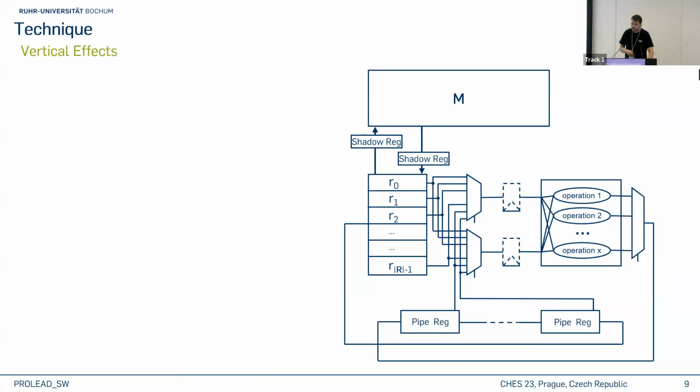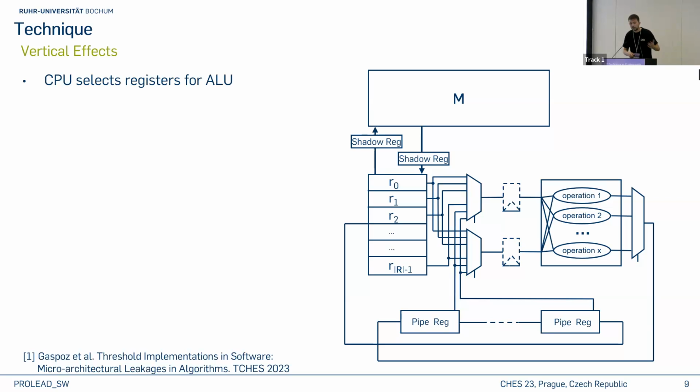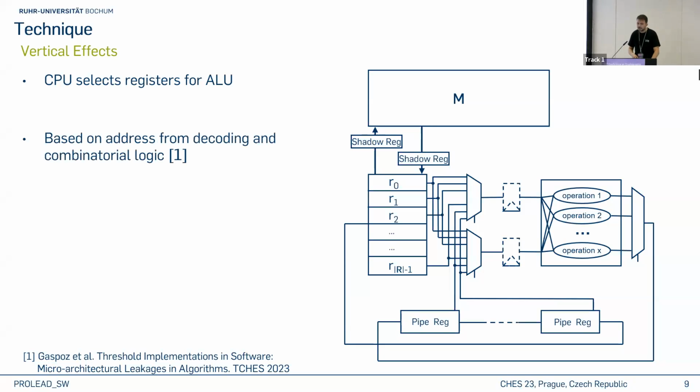Now, next up, we define vertical probes, and vertical probes occur during the decoding stage. What happens here in the decoding stage is that the CPU selects the registers that will afterwards be sent to the ALU for the operations. This register selection is based on addresses from the decoding stage and its underlying combinatorial logic. Now, we know from hardware that combinatorial logic is susceptible to glitches, and this is exactly what we model here. Due to glitches in the decoding stage, the adversary can gain information between seemingly unrelated registers.